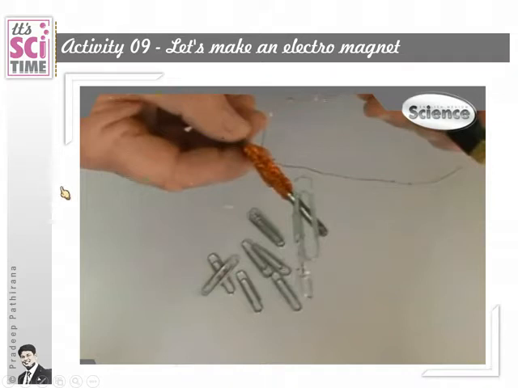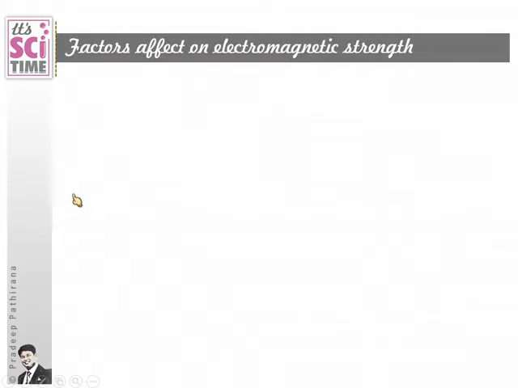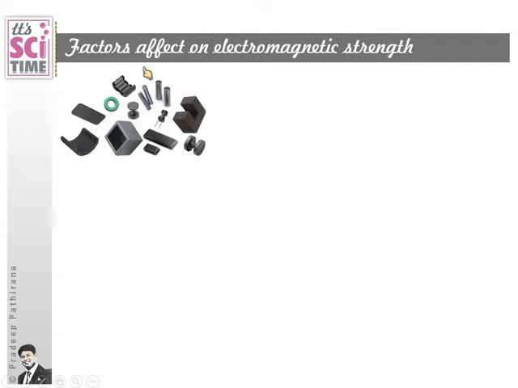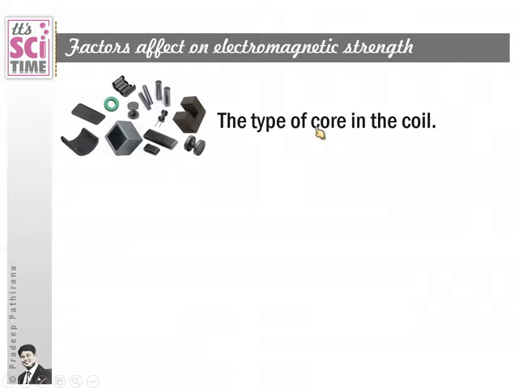So let's move on to the next topic. Factors affecting electromagnetic strength. How can we improve the strength of the previous magnet? Number one, the core. The core that we used in the previous activity was an iron core, or iron nail. There are different types of cores. You can see the type of core in the coil.